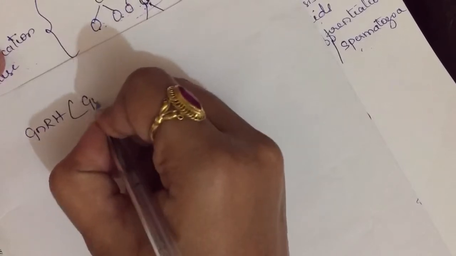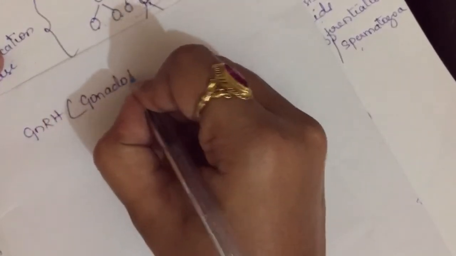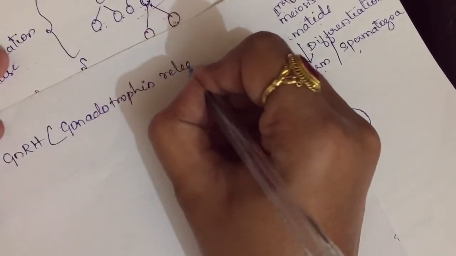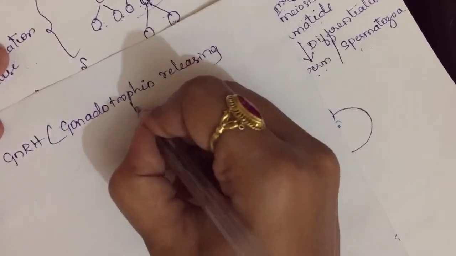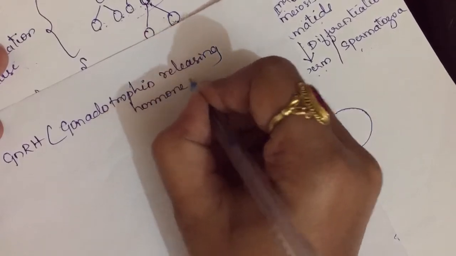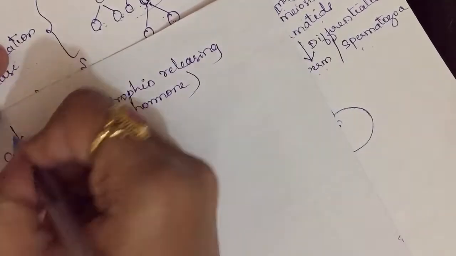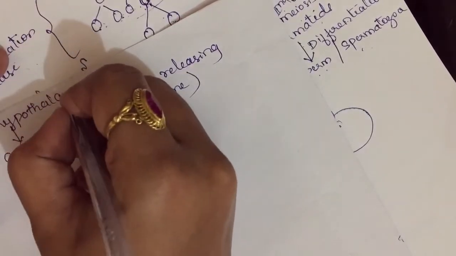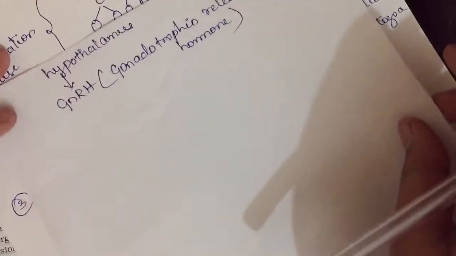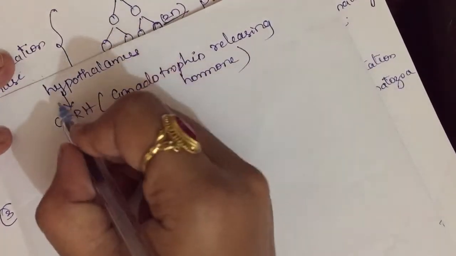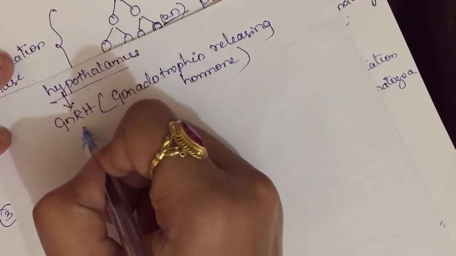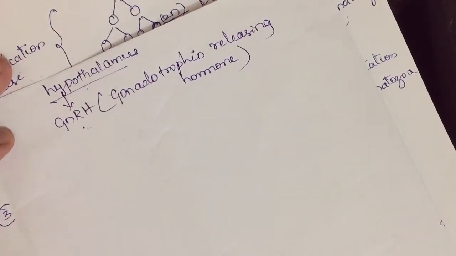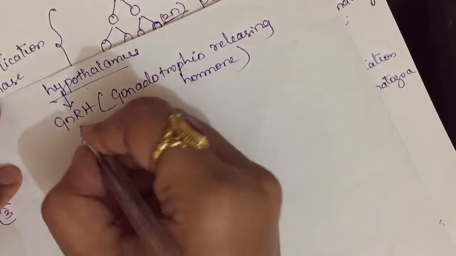Gonadotropin releasing hormone. Now what is this hormone? This hormone is released by the hypothalamus. It is a hypothalamic hormone. This was there in your first year syllabus, in the last chapter you have about these hormones. Hypothalamus will secrete gonadotropin releasing hormone. This gonadotropin releasing hormone is going to stimulate the anterior pituitary.